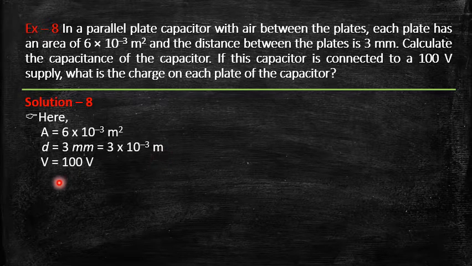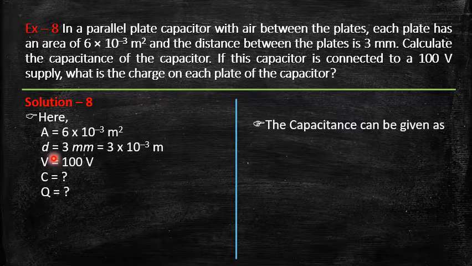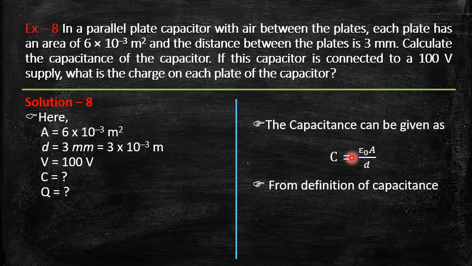What are we asked to find out? Calculate the capacitance, so C. And what else? The charge on each plate, so Q. A very easy, formula based problem. How do we find C? If we have area and distance, then C equals epsilon 0 A by d. The medium is air, so the permittivity of air is nearly epsilon 0. Substitute the values and calculate. How do we find the charge? From the definition of capacitance, we know that C is equal to Q by V. Do we have C? From the first part we will have C, and V is given as 100 volts, so substitute and calculate Q.